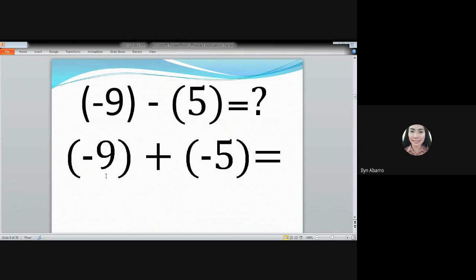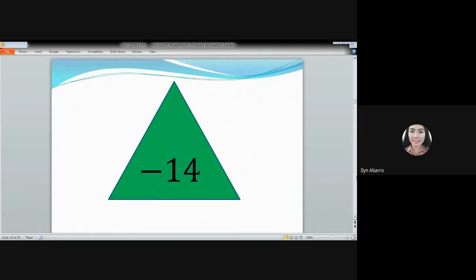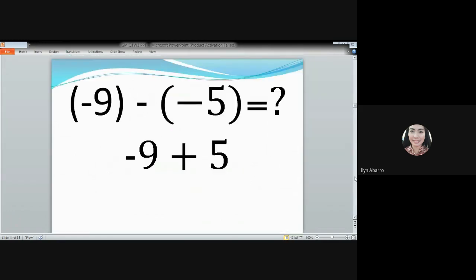Okay? So, it will then become negative 9 plus negative 5. So, since these two have the same sign, we will add their value. So, that is 9 plus 5, 14, and use their common sign. So, our answer is negative 14. Okay? So, let's proceed with negative 9 minus negative 5. This is still subtraction. So, to solve this, we need to convert this operation first into addition by changing the sign of the subtrahend.